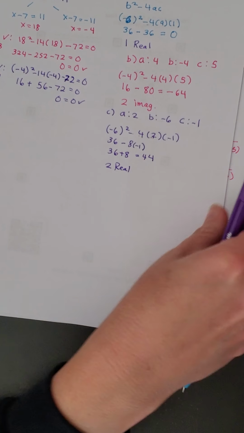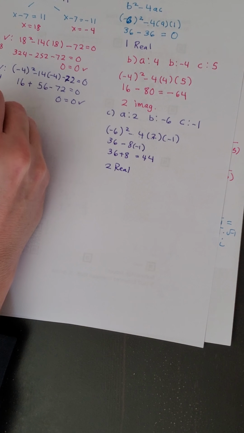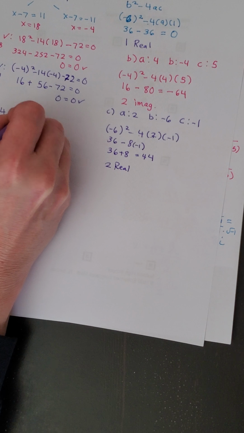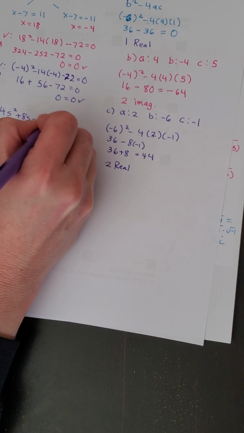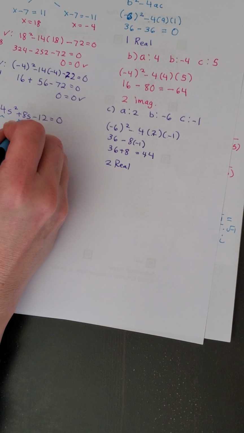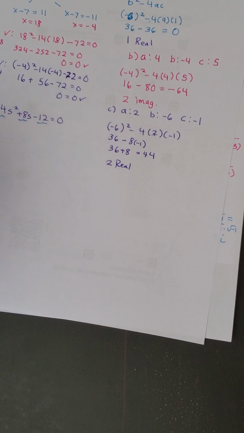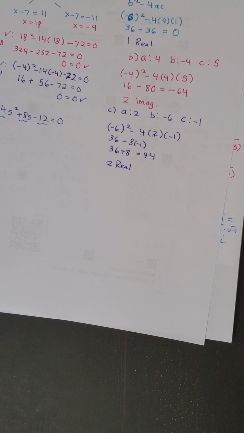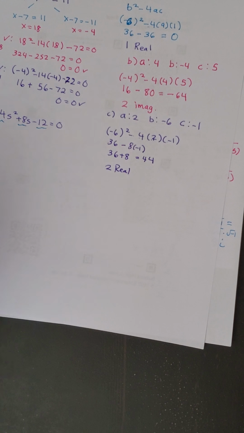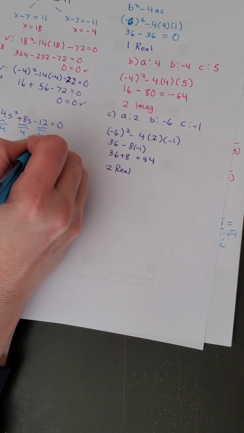Number 3d, I should say. So d, 4s squared plus 8s minus 12 equals 0. I noticed right away that they all have a factor of 4 in common, so I'm going to take that factor of 4 out. Now, if you don't do that, you won't miss the problem. It'll still be correct. It'll just be larger numbers that you're working with. So I'm going to go ahead and divide every term by 4.